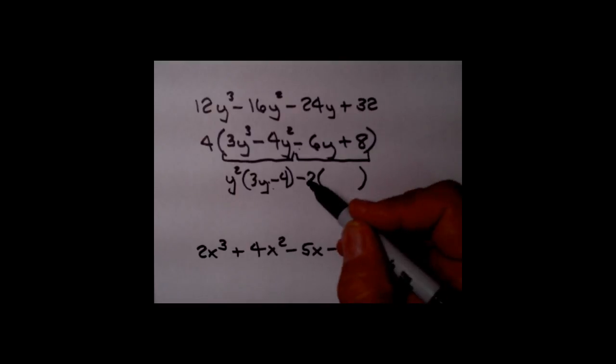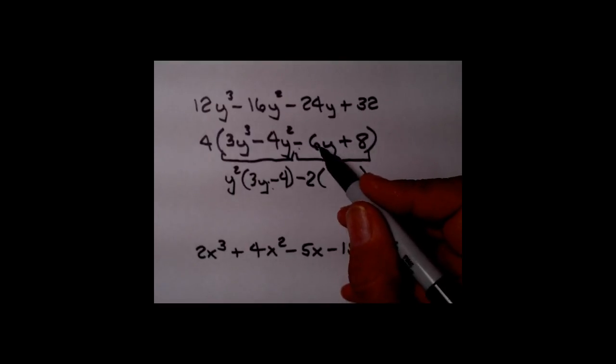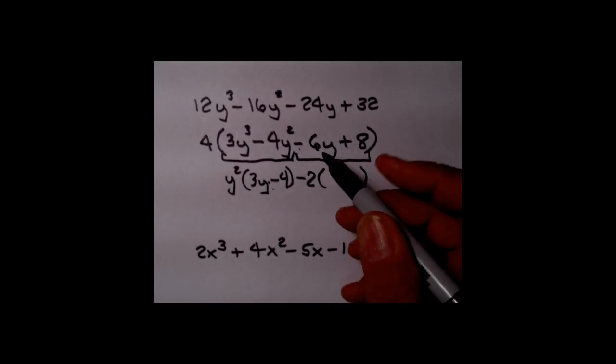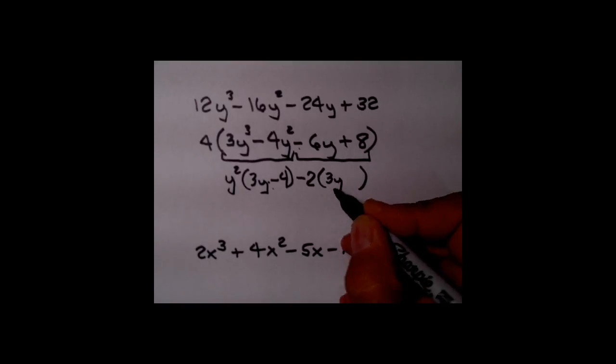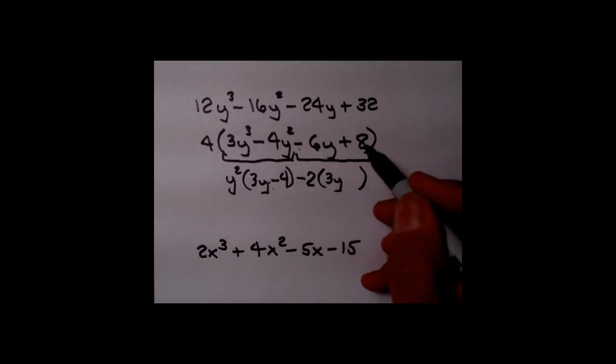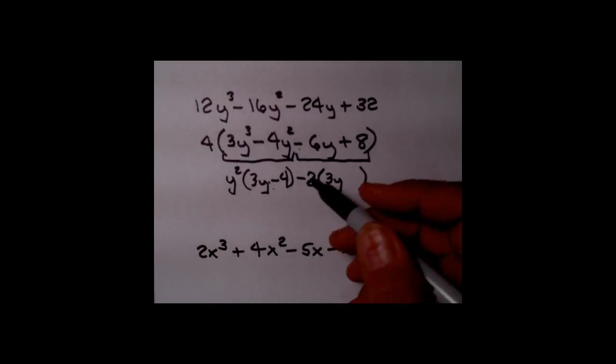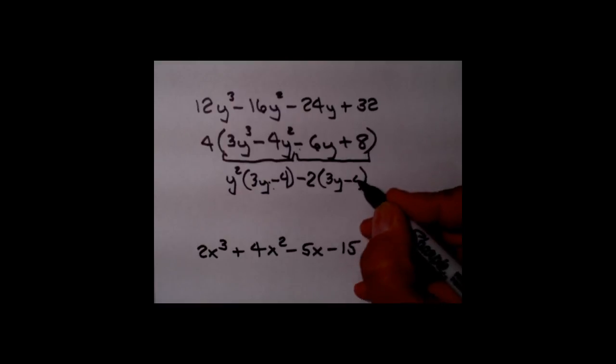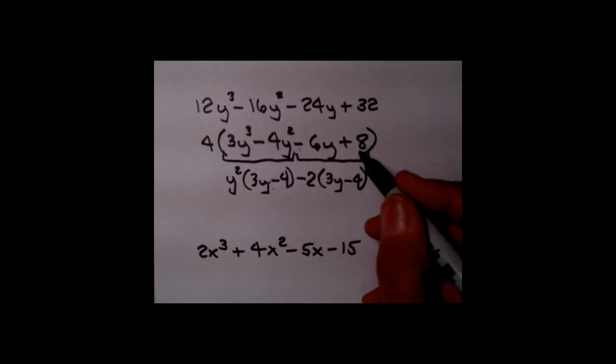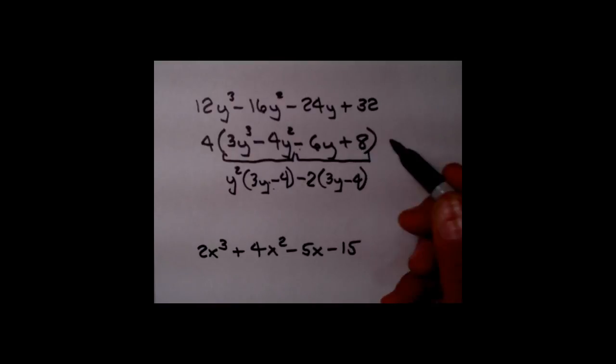So what do I have to multiply negative 2 by to make it look like this? Well, I need both a y and a 3, so 3y. Negative 2 times, what do we have to multiply 2 by to make plus 8? Well, we got to multiply by 4, but since this is negative, it's got to be a negative 4, because negative 2 times negative 4 does indeed give me positive 8.